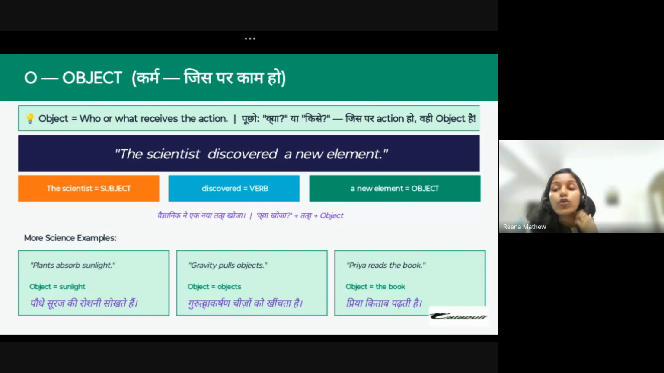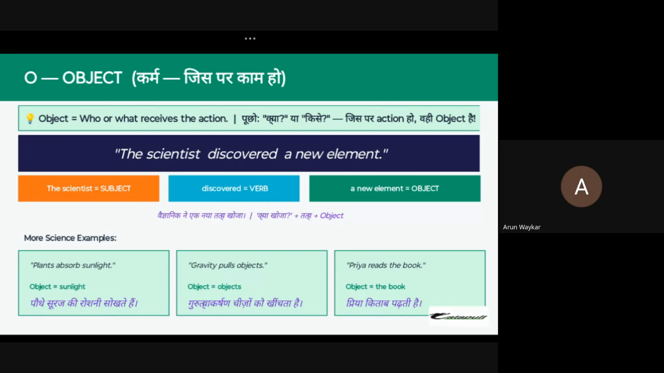Look at the sentence. The scientist discovered a new element. इसमें object क्या है? New element. Very good. Harshvardhan, scientist is the subject.